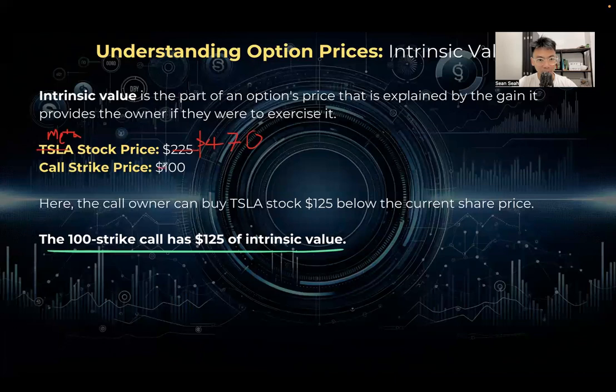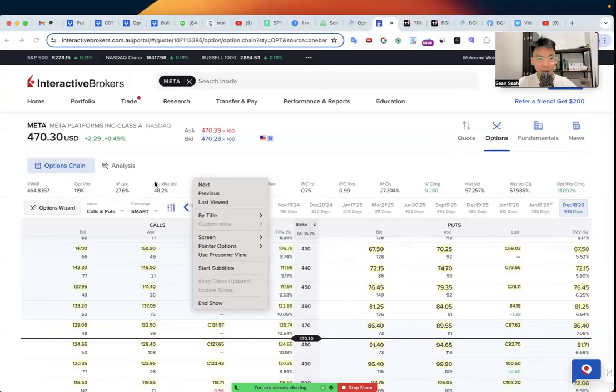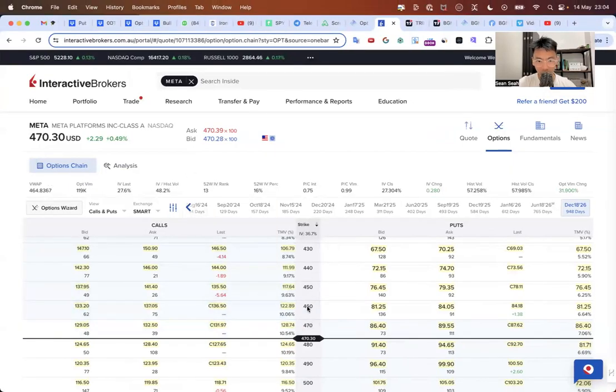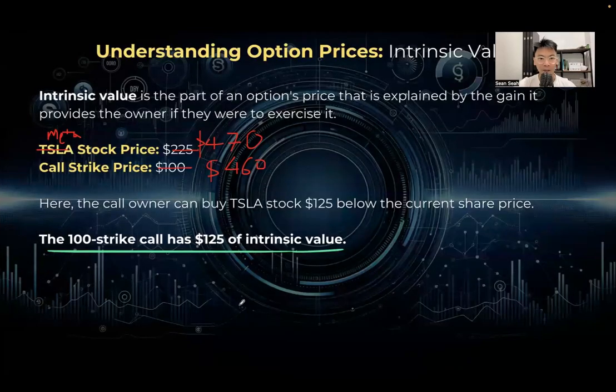And the strike price we are going to look at is the 460 call. This is the latest numbers that we can see. A 460 call, the premium is 136.5. Where does this number come from? It is made of intrinsic and extrinsic value. Right now, if we talk about the call option of 460, remember the call owner can buy Meta at 460, which is $10 below the share price.